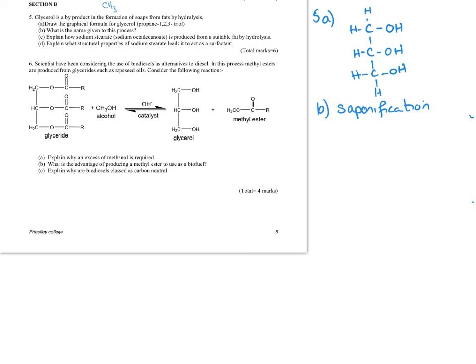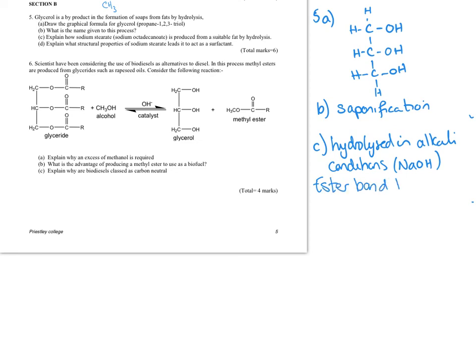Explain how sodium stearate, or sodium octadecanoate, is produced from a suitable fat by hydrolysis. We would hydrolyse it in alkali conditions, so something like sodium hydroxide. And the ester bond would break. And that gives us the sodium salt.